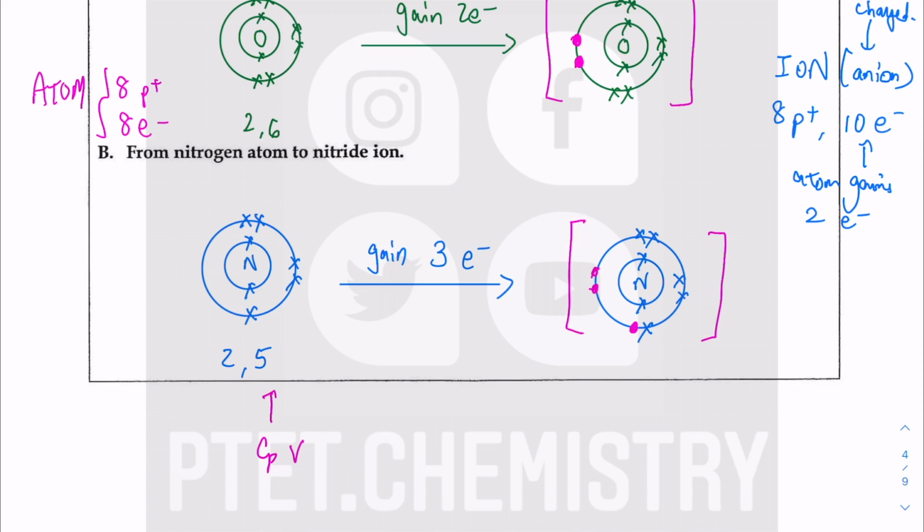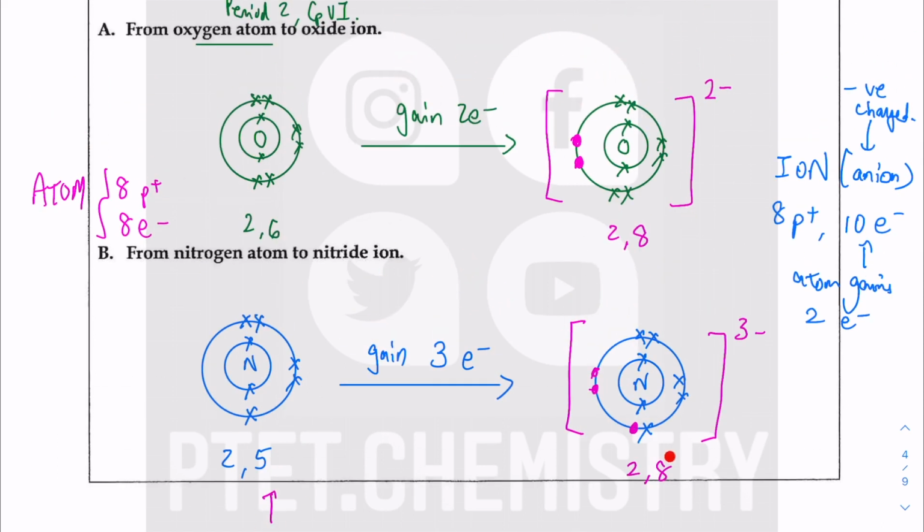So now I gain 3 electrons. I will have a 3 minus charge. This is called a nitrogen anion or nitrogen ion, and this is 2,8. This is also 2,8. Both of them have a fully filled outer shell for the ions. As a result, non-metals, oxygen and nitrogen, as well as group 7 non-metals, will gain electrons to form negative ions, the charges of which depend on exactly how many electrons you gain.